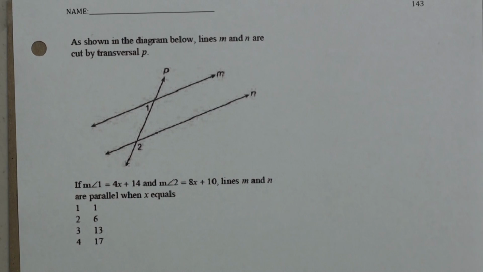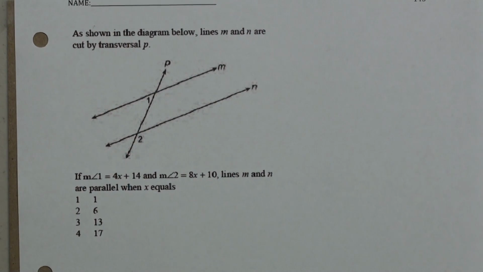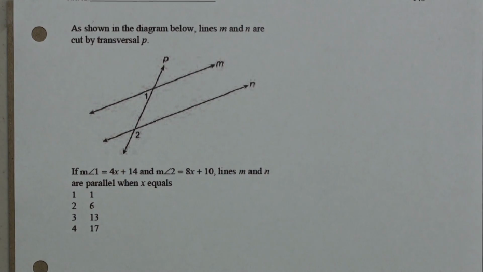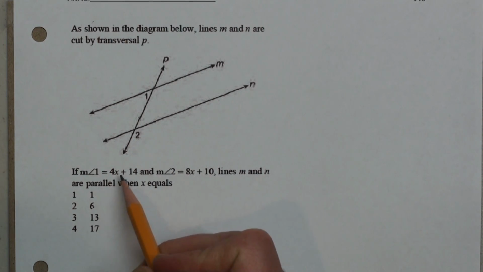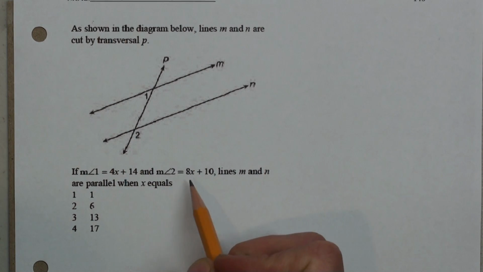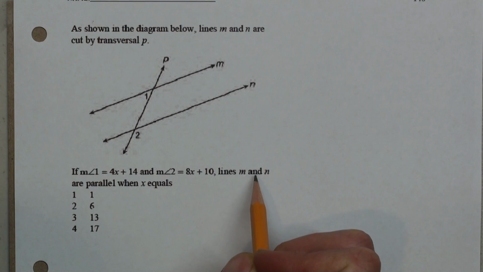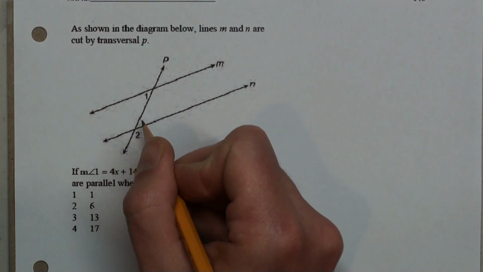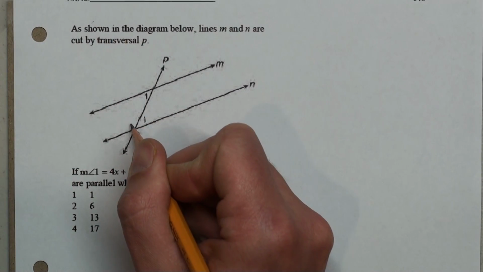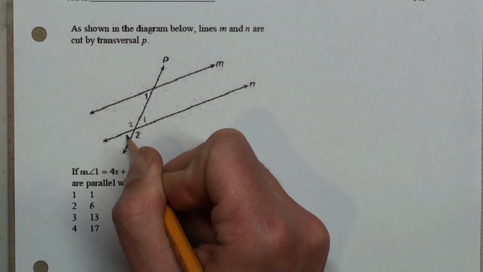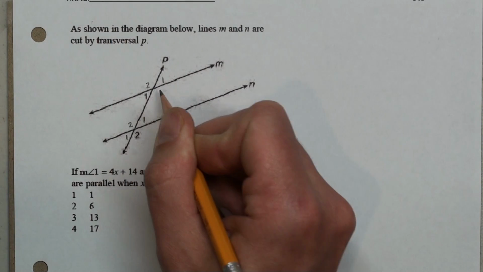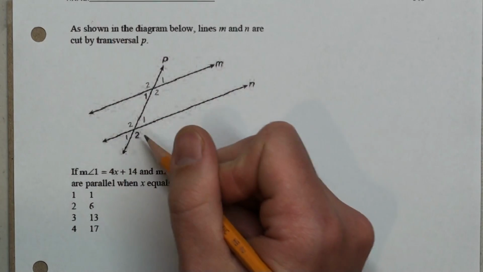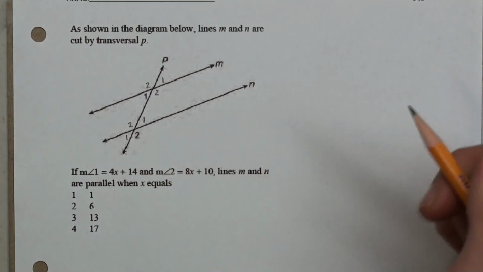Okay, let's look at the next one. Two lines cut by a transversal. It wants to know if the measure of angle 1 is 4x plus 14 and angle 2 is 8x plus 10, lines M and N are parallel when x equals. Well, this would have to be equal to angle 1, right? This would have to be equal to angle 2. This would be angle 1, angle 1, angle 2, angle 2. So they would have to be supplementary, right?